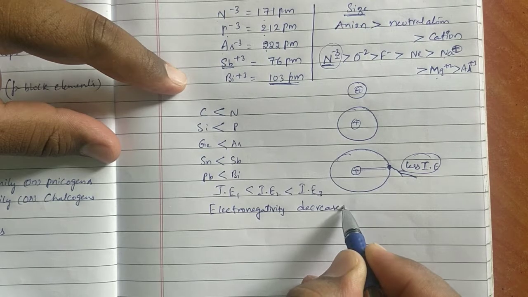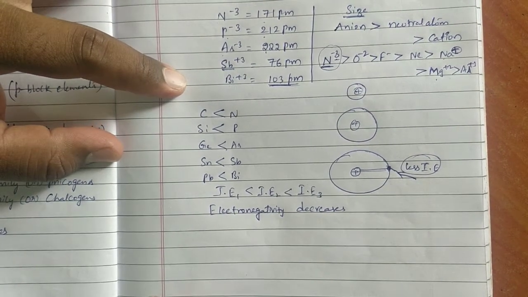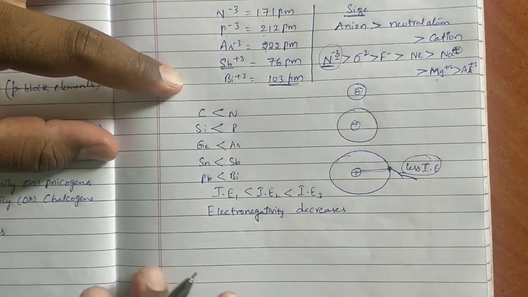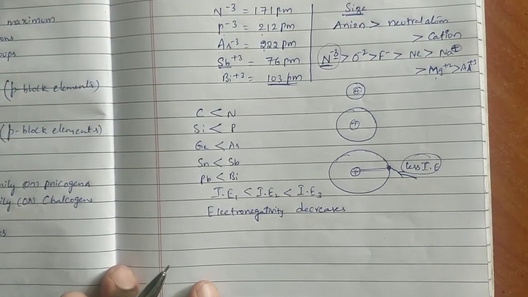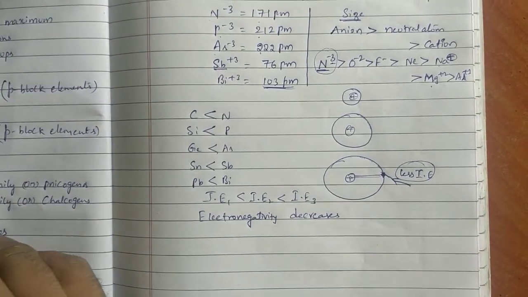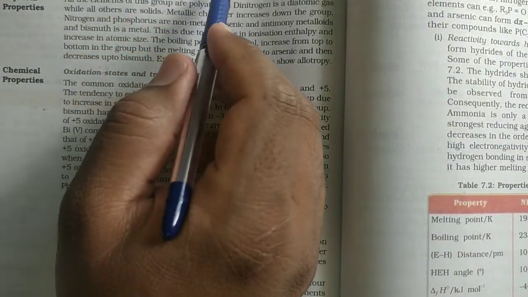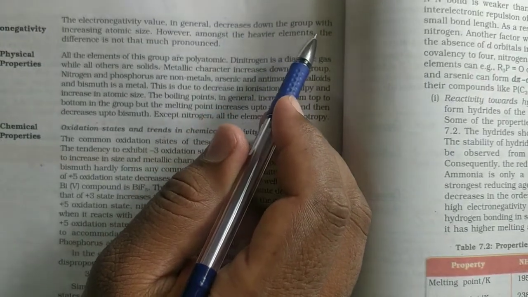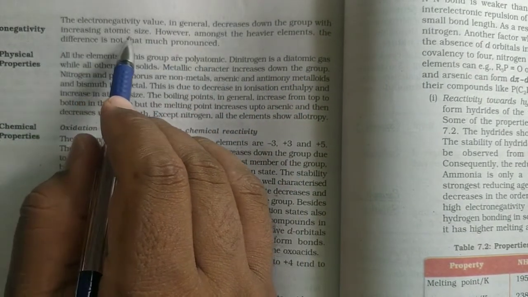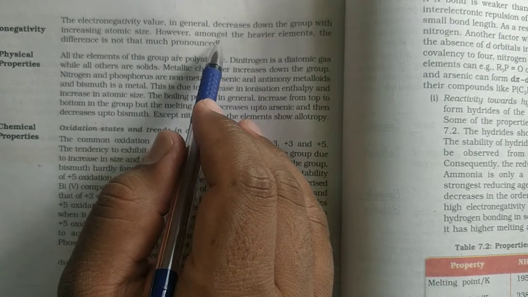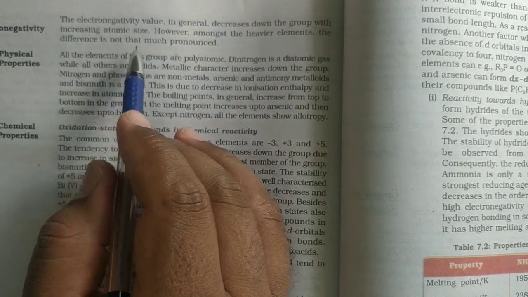Electronegativity decreases. That's why in this group, nitrogen is the highest electronegative atom. See, the electronegativity value in general decreases down the group with increasing atomic size. However, amongst the heavier elements, the difference is not that much pronounced.